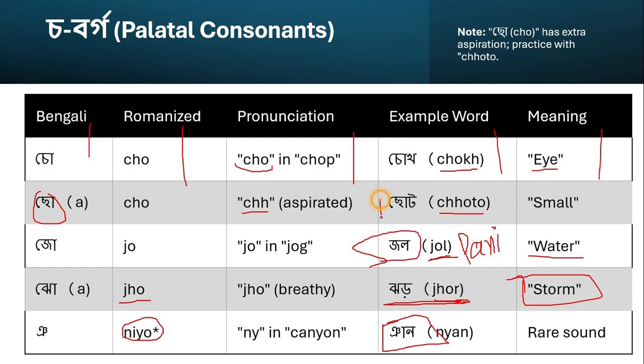It is choto. Choto. Yes. So I make a sentence with this one. I have a small sister. আমার একজন ছোট বোন আছে. I have small sister. আমার ছোট বোন আছে. I means আমার, have means আছে. I have a small sister. আমার ছোট বোন আছে.